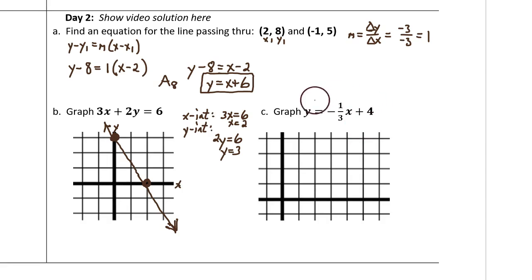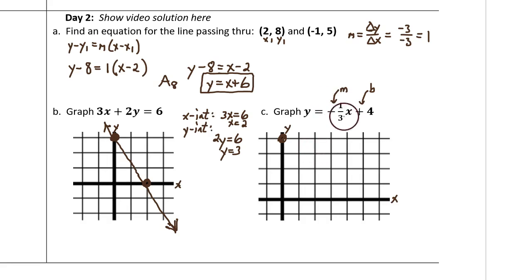Pay attention to the form. This is called slope-intercept form, where the coefficient of x is your slope, and the constant term is your y-intercept. We use the letter b for that in the formula. So when you have an equation in this form, the fastest technique is to first find the y-intercept. It's at +4, so on the y-axis, put a dot at 4. This is your y-axis, this is your x-axis.